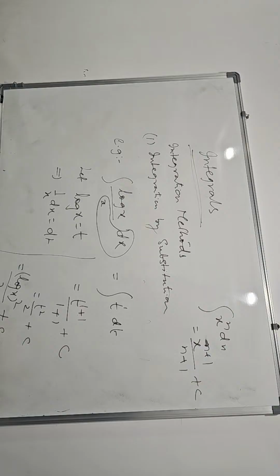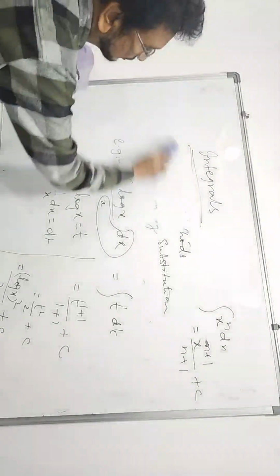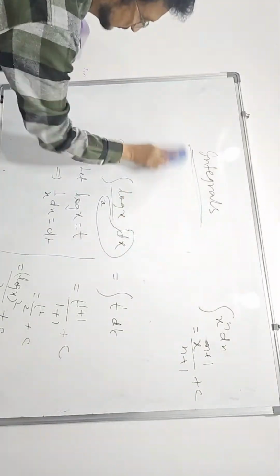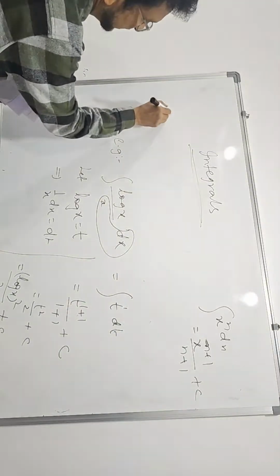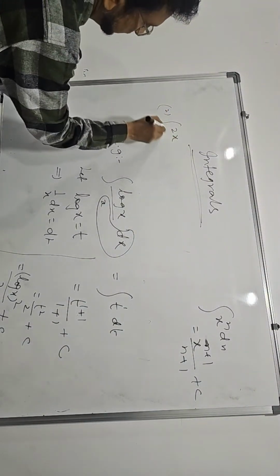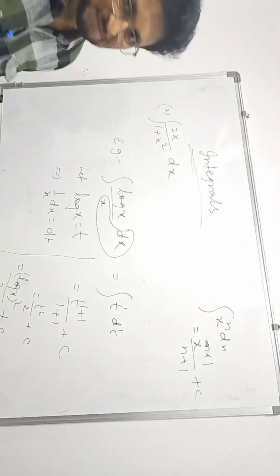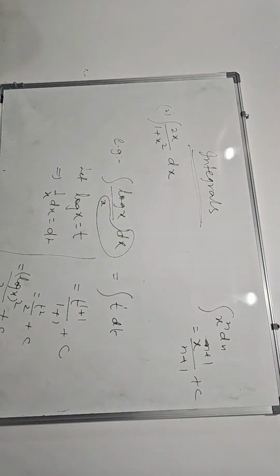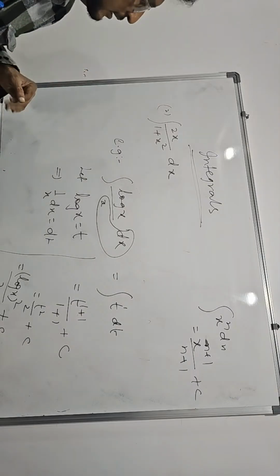Okay, now one more problem we shall do. Same by substitution, we shall do one more problem. Simply by seeing you can tell the answer. Second problem we are taking: 2x by 1 plus x square dx. This also you can do by the substitution method. Whatever you suppose, its derivative must exist in it.